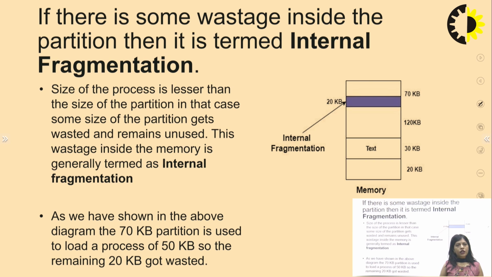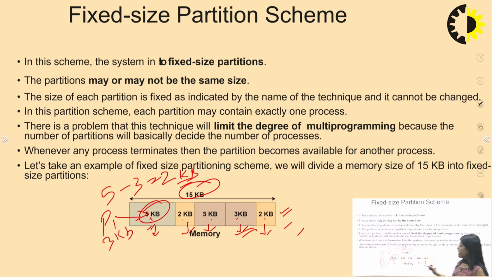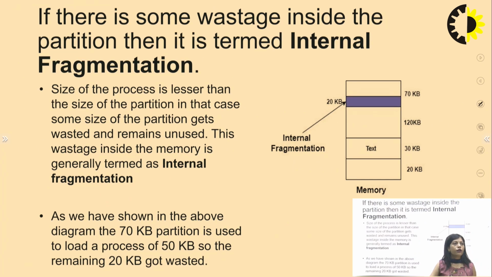In the previous diagram I discussed the 2 KB wastage. This wastage is known as internal fragmentation. If there is some wastage inside a partition, it is termed internal fragmentation. In that diagram, the first block is of 70 KB, the next block is 120 KB, then the third block, and the next block is 20 KB.